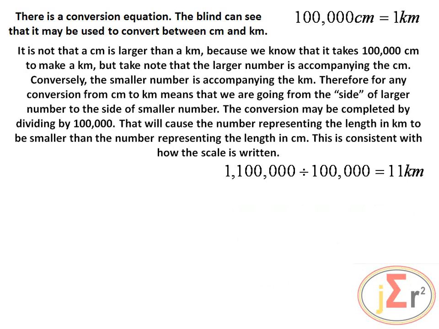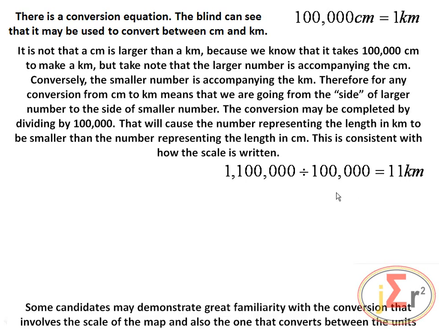So we have 1.1 million, or we may say 1,100,000, and we are dividing that by 100,000, and we are arriving at 11 kilometers. Because of how this is written, we are moving from centimeters, which is all of this, to kilometers, and the number gets smaller. It is represented by a smaller number if we accompany it by this unit.